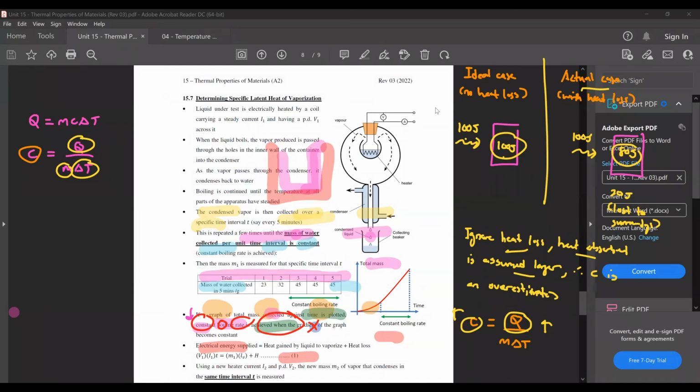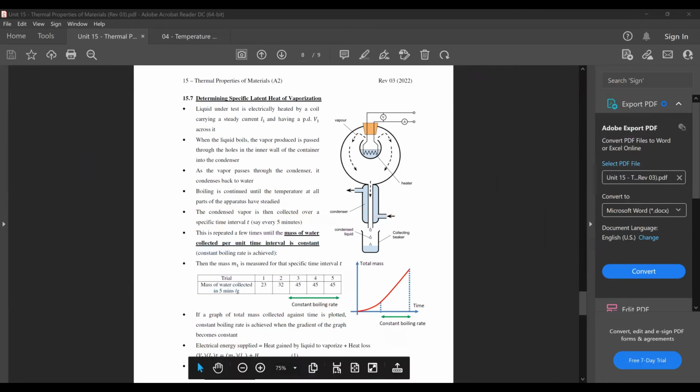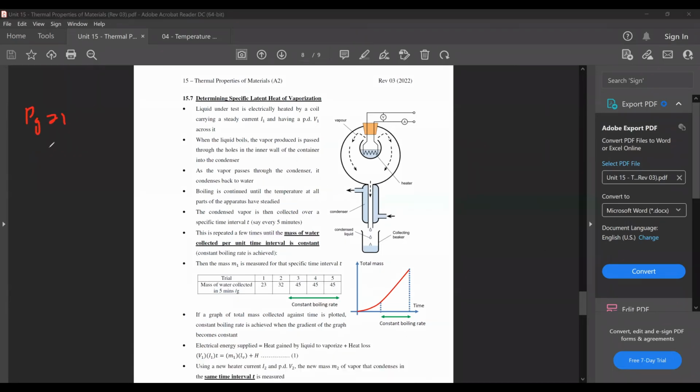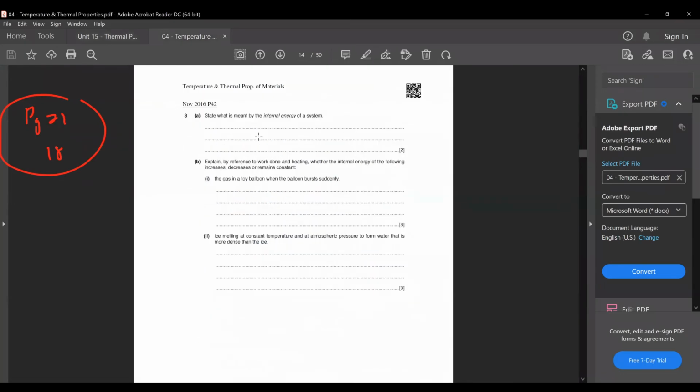It'll probably be done in the next lesson. Let's just do some questions first, all right? There's two questions that we can probably do for now. One is page 21, one is page 18. Let's go through these two.